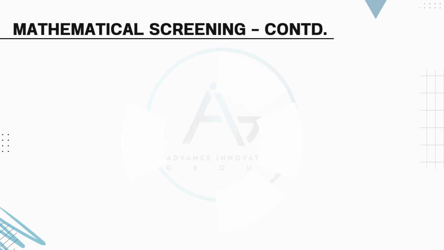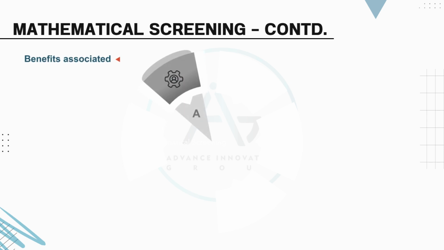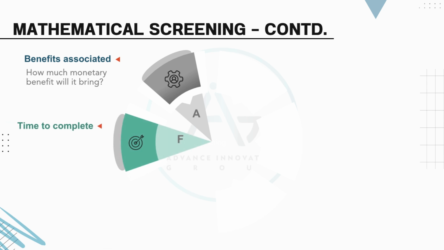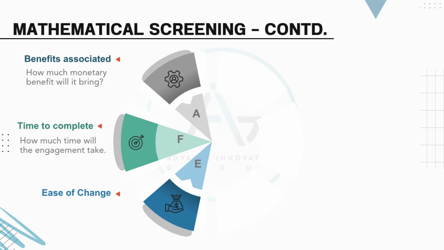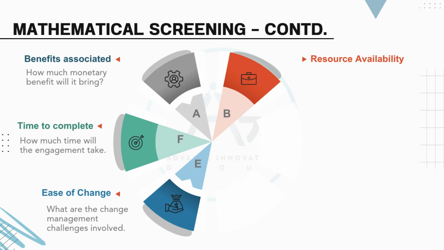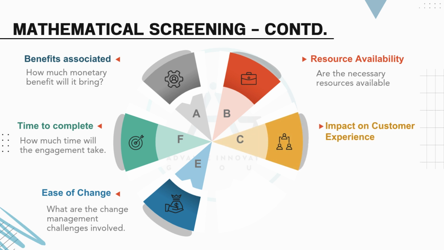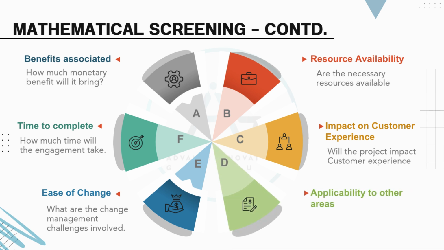Mathematical screening, continued. Benefits associated: how much monetary benefit will it bring? Time to complete: how much time will the engagement take? Ease of change: what are the change management challenges involved? Resource availability: are the necessary resources available? Impact on customer experience: will the project impact customer experience? Applicability to other areas: is the project's success going to benefit other areas?